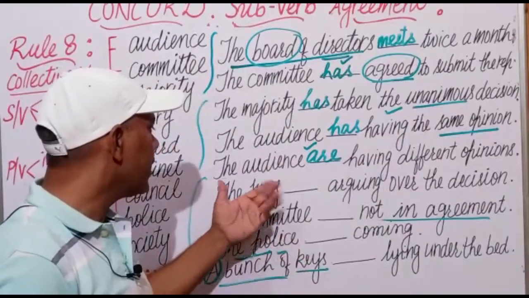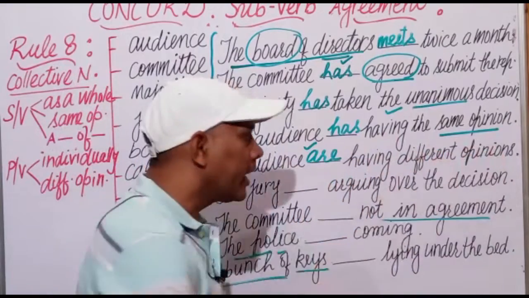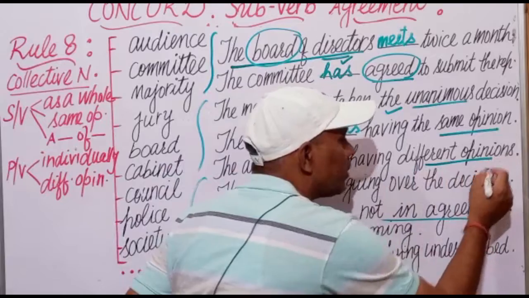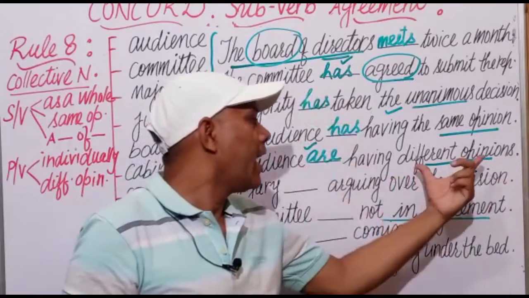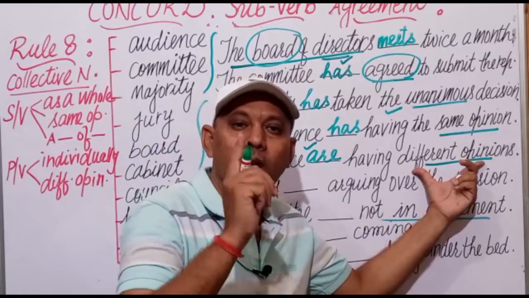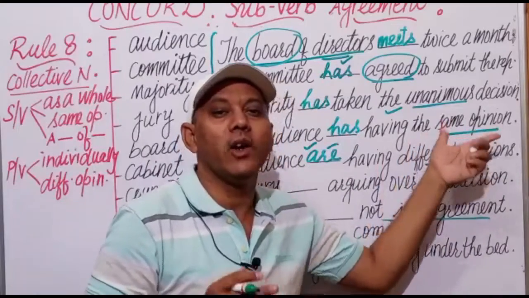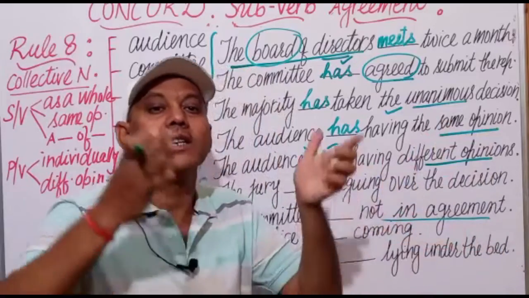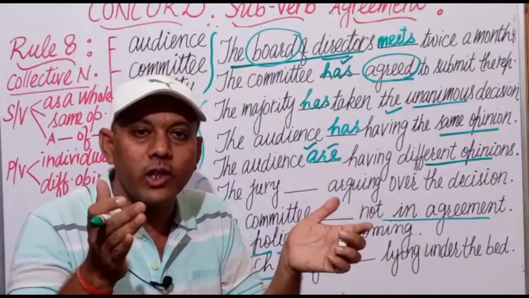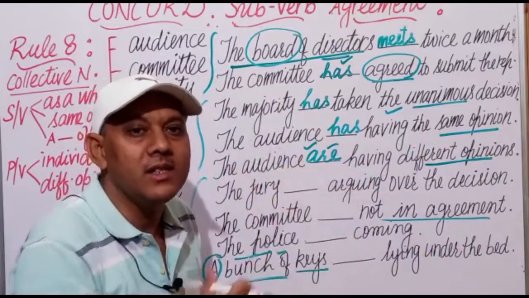The next sentence is, the audience dash having different opinions. If the members of a collective noun or a group have different opinions, we shall use a plural verb. The audience are having different opinions, means they are divided. The members of the group are divided. They have not the same decision.